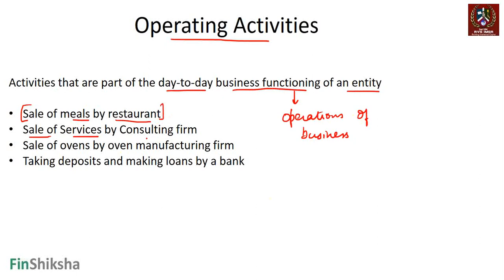Sale of services by a consulting firm is going to be an operating activity. Sale of ovens by an oven manufacturing firm is going to be an operating activity. Expenses that you have taken for all these three, like employing people, taking raw materials, etc. All those are also going to be operating activities.